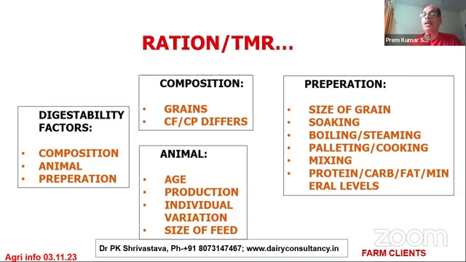Then digestibility also depends on the animal. If it is an old animal, there is less digestibility. If it is a young animal, there is more digestibility. If it is a pregnant animal, its requirement is more. It will eat more. Digestibility will be more. So there will be individual variation also.